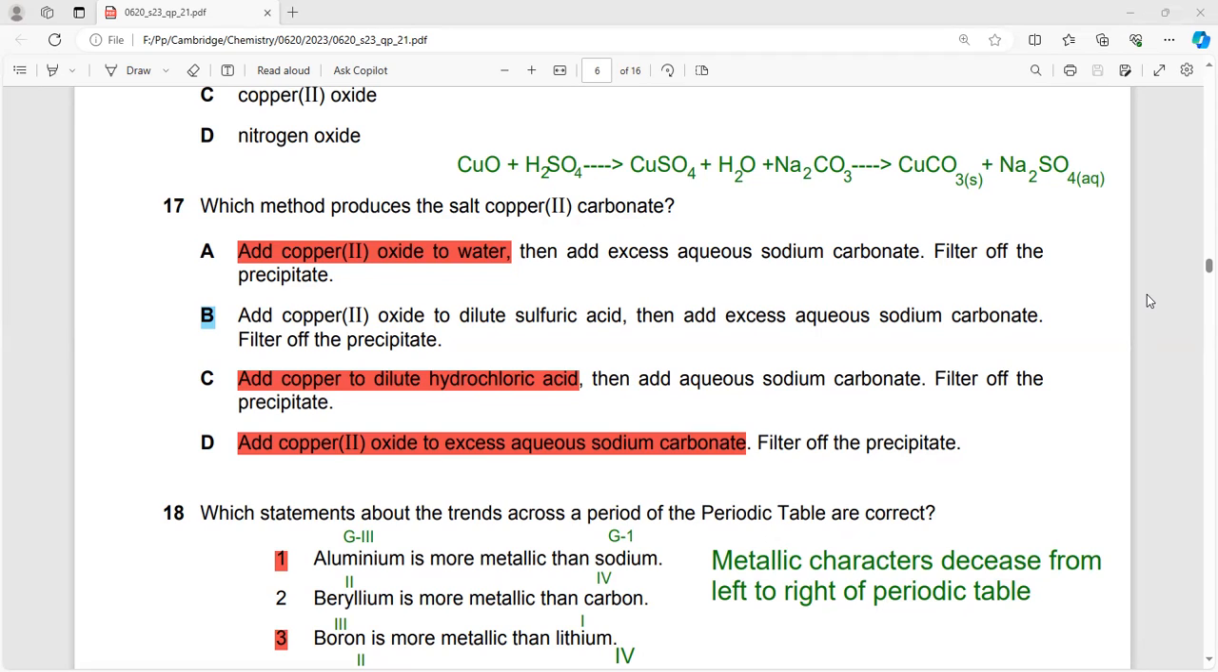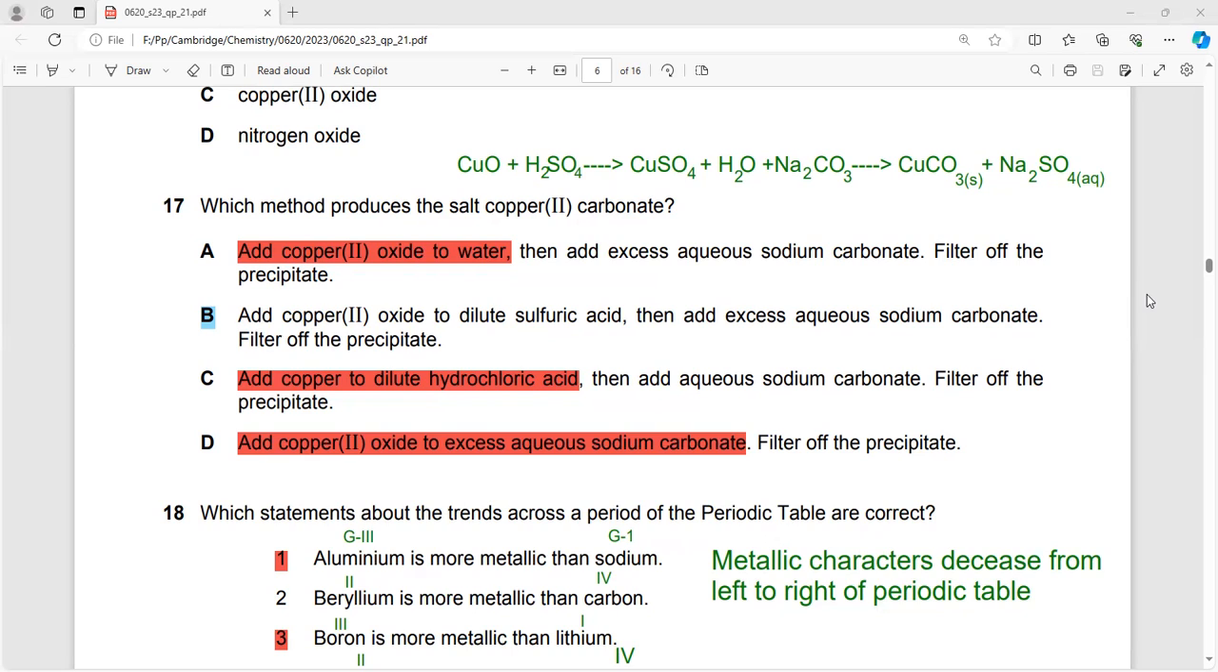So that's the overall process. We're going to see which option describes this process. First, add the copper oxide to the water. Copper oxide will not react directly with water, so that is the wrong option. Option B, add the copper oxide to the dilute sulfuric acid, and then add excess sodium carbonate. It is correct, and then we filter off to get the precipitate. So B is our correct option here.